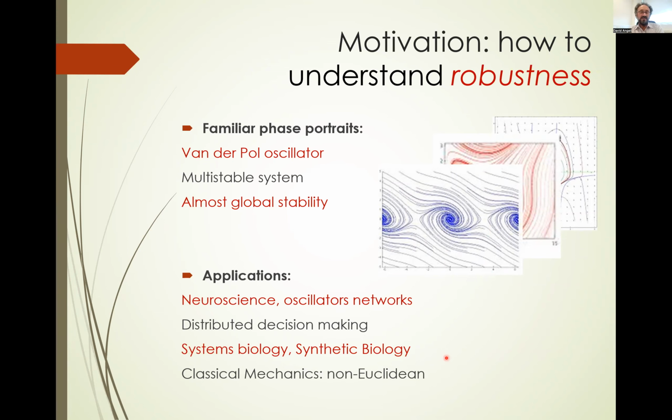And of course, applications can be in many areas: neuroscience, oscillators, networks, multi-stable systems. You have them in distributed decision-making systems, biology. You've got chemical switches and stuff like that. And in classical mechanics, all your state spaces are going to be non-Euclidean very often, and all of this introduces obstructions to global stabilization. So the best you can do with continuous controllers is maybe almost global stability. So all of these issues will come up in many different areas.